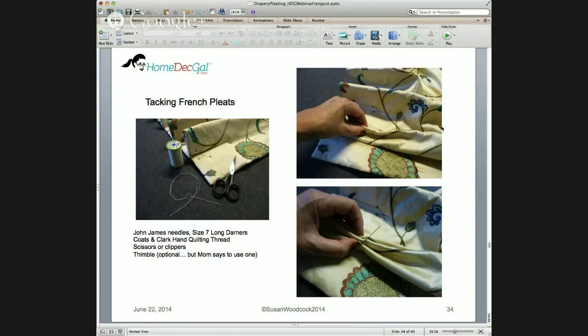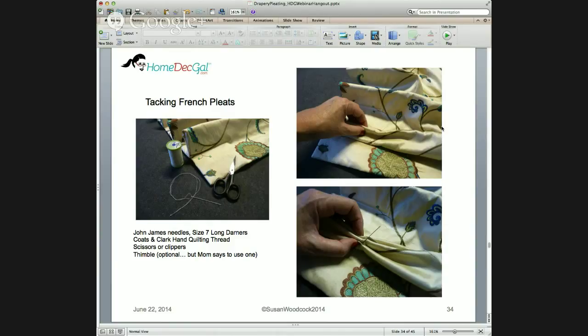There's nothing wrong with buckram. So for this, I'm hand stitching the pleats. I'm using John James Needles size 7 long darners, Coats & Clark hand quilting thread, and some scissors or clippers, and a thimble. I say it's optional, but my mom says you're supposed to use one. I don't always listen to Mom, but you should use a thimble. It does help save your fingers. Sometimes I do wear a leather thimble.